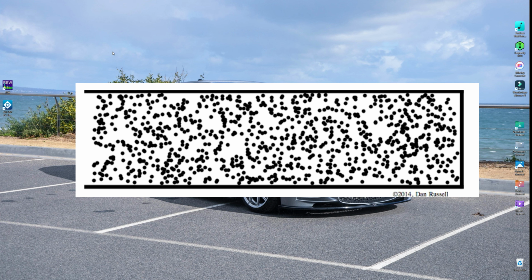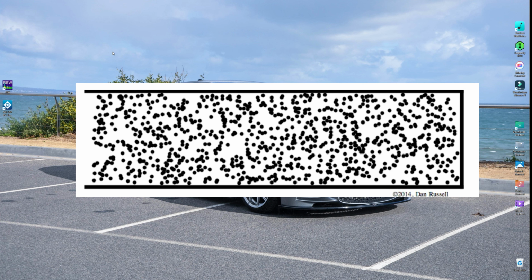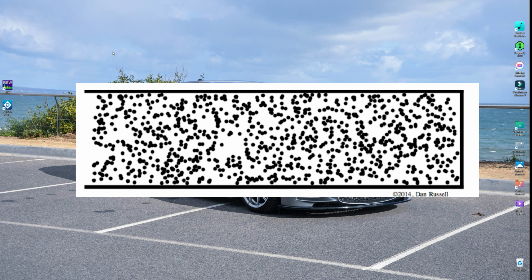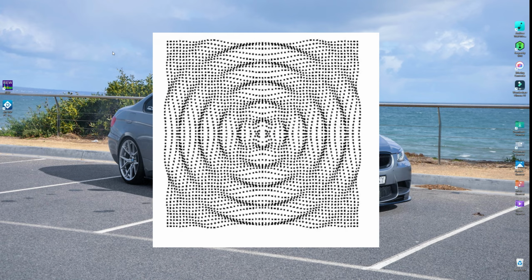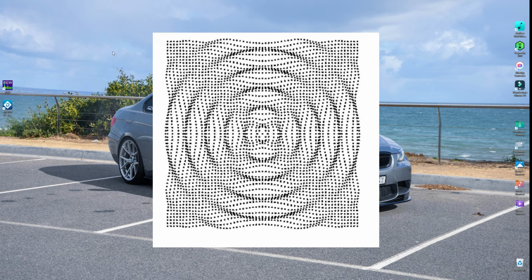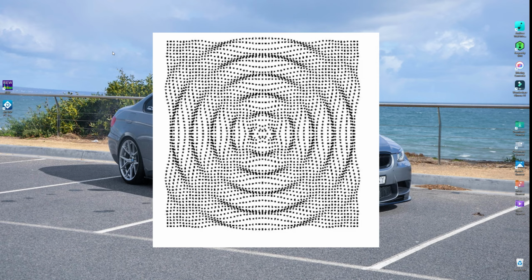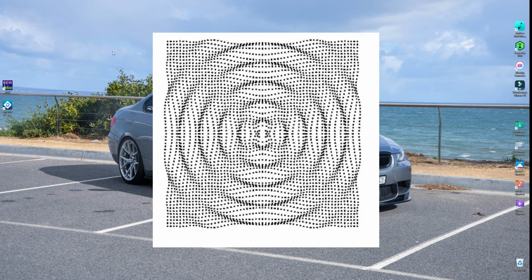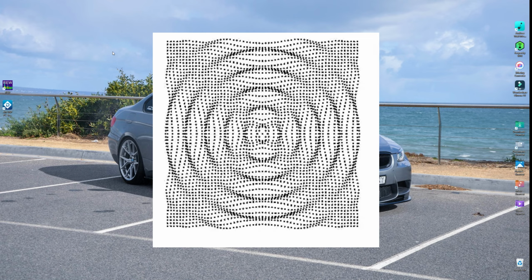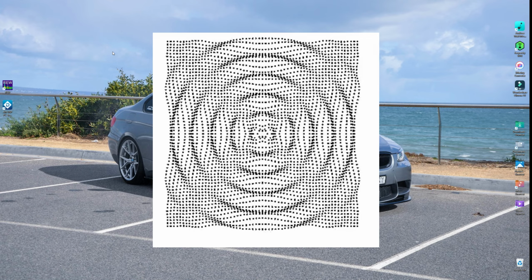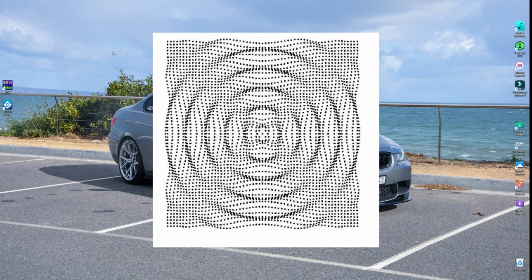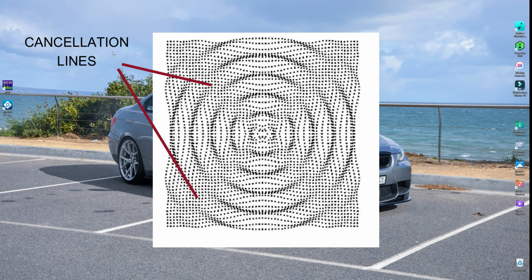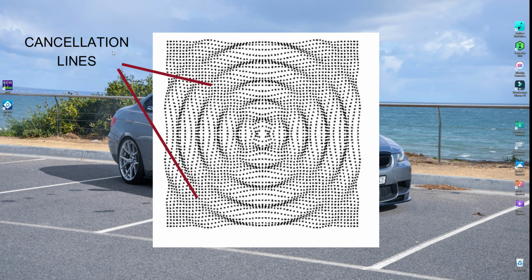For example, when the pressure wave hits a surface, depending on what it is, it will either be reflected or partially absorbed. And then when two or more waves crash into each other, they can either sum up and get stronger, or the waves can cancel each other out, or anything in between, to be honest. So, for example, you can see here in this little illustration how the waves are summing up in some parts and cancelling out in others. And it's these cancellation lines that show up in our measurements as sharp dips.